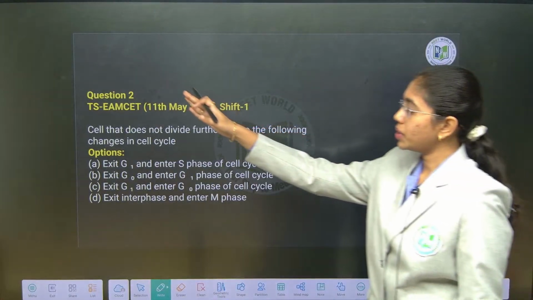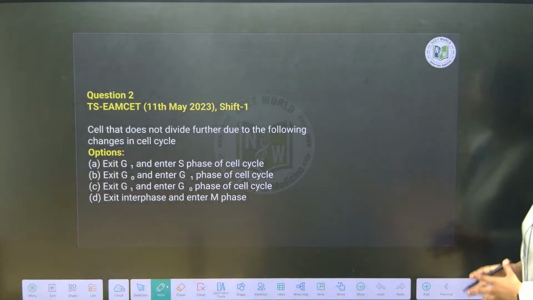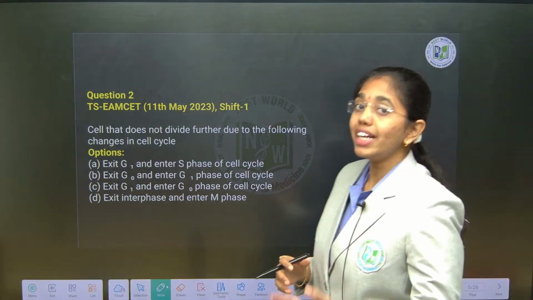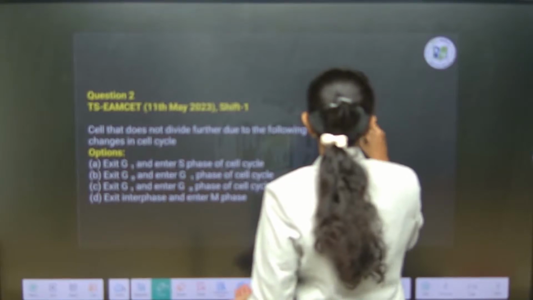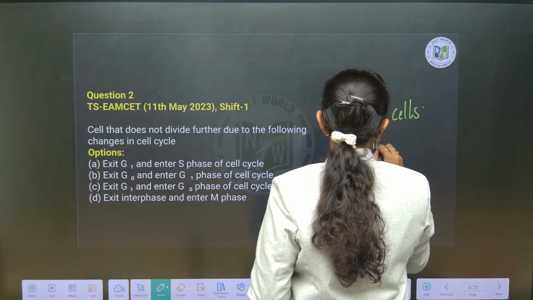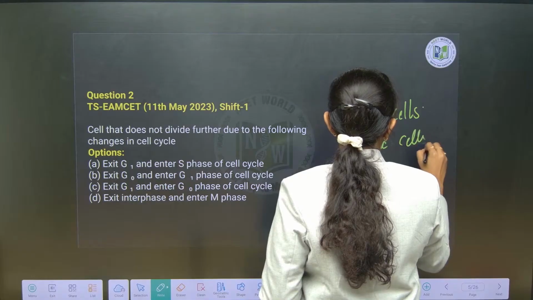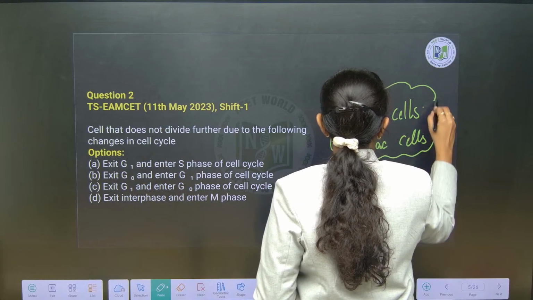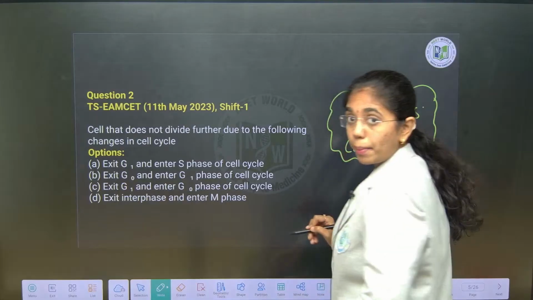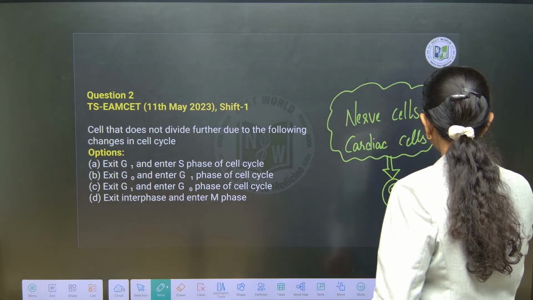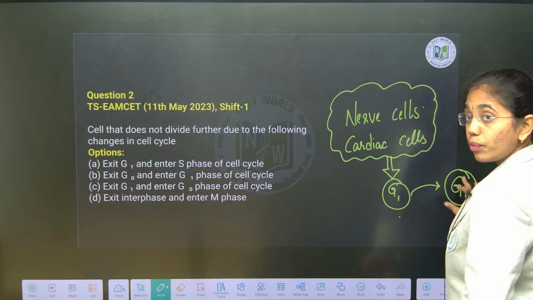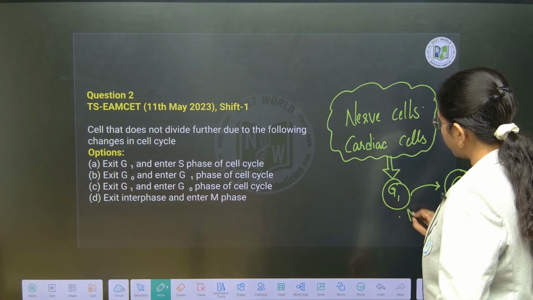Question 2. The cell that does not divide further due to the following changes in the cell cycle. Whichever cells are not often dividing, for example nerve cells or cardiac cells, if they want to stop the cell cycle, they will stop at the G1 phase. From the G1 phase, they will move to the G0 phase, and again when they resume cell division, they will come back to the G1 phase.